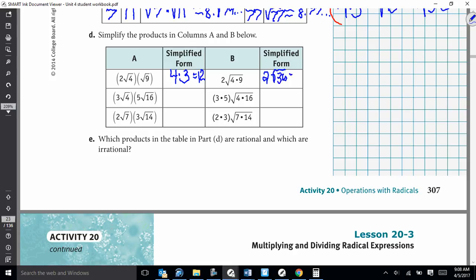And the square root of 36? 6. So 2 times 6 is 12. Alright, so now this only works, I should note, we can only go from square root of 4 square root of 9 to square root of 4 times 9 if the root index is the same. So these are both square roots, so that means they both have an index of 2.